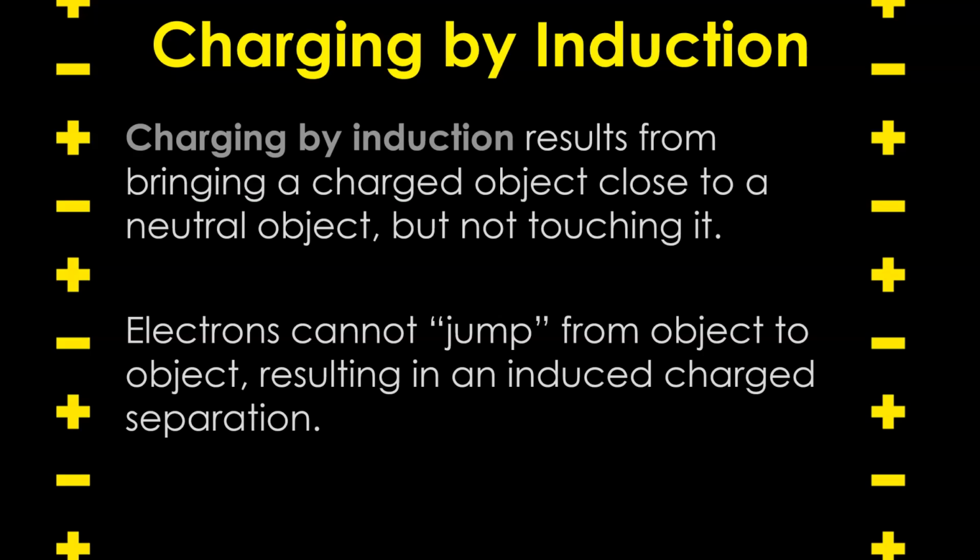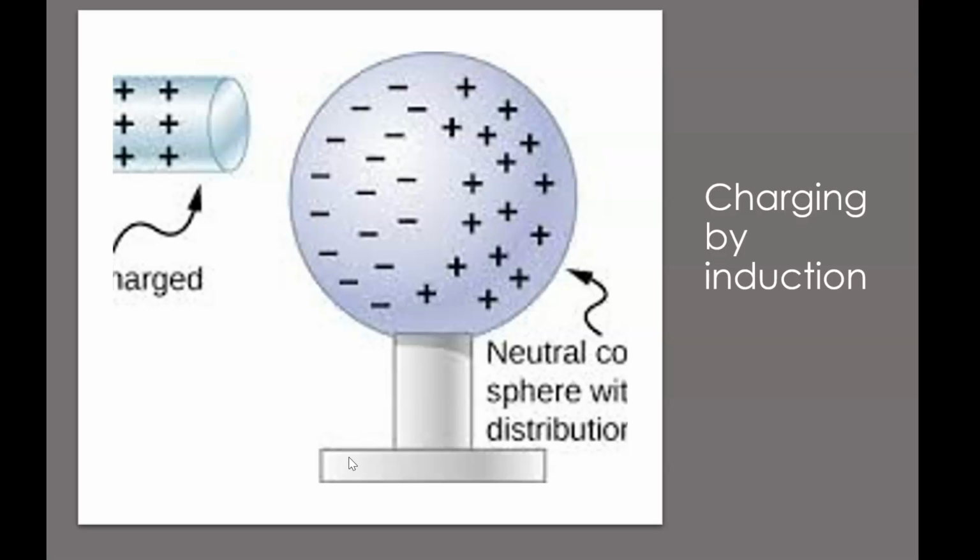A third type of charging is called charging by induction. Charging by induction results from bringing a charged object close to a neutral object, but making no contact, so no touching. The electrons therefore cannot jump from object to object, resulting in an induced charge separation. So it's basically a temporary charge situation.